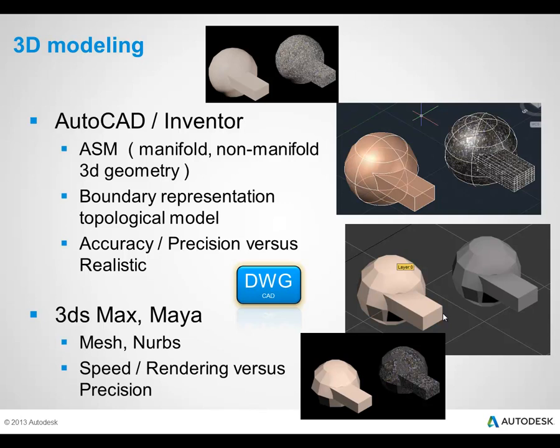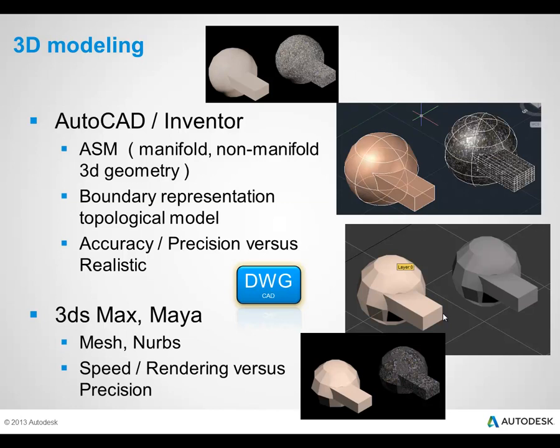So this is typically stored in the DWG format. Inventor has its own format, but DWG is something that is used to exchange the data. So when we look at the media and entertainment products, 3ds Max and Maya, the data there is stored more generically as meshes and NURBS surfaces. So you get speed and visualization aspects, but the precision is not there.